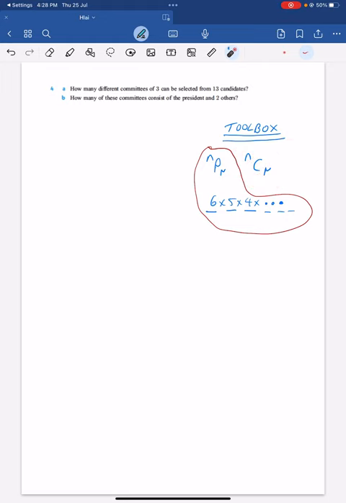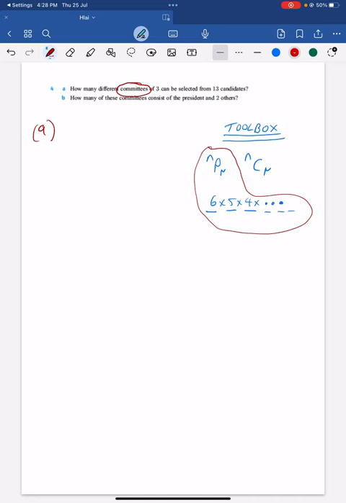So every time you read a question, think about the toolbox. Think about which tools we might take out. So let's have a little look. Part A, how many different committees of 3 can be selected from 13? Well, straight away, the clue is there, right?